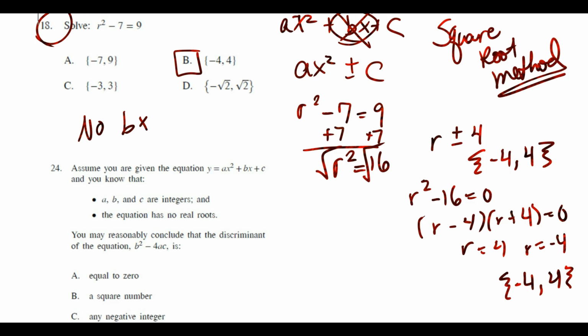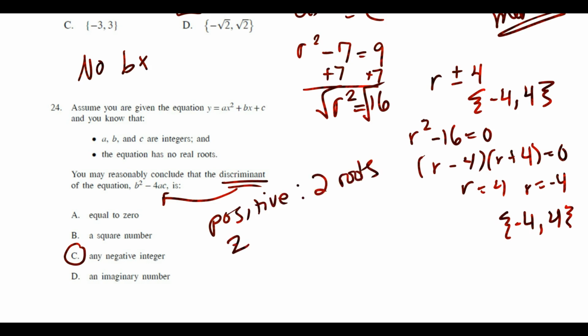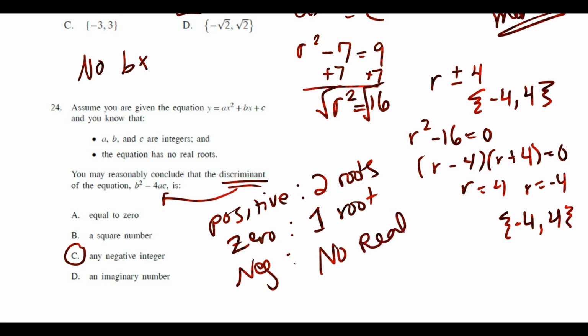All right. So the next problem says assume you are given the equation y equals ax squared plus bx plus c, where a, b, c are integers, and the equation has no real roots. You may reasonably conclude that the discriminant of the equation, b squared minus 4ac, is a negative integer, because if the discriminant is positive, we have 2 roots. If it is 0, which means we have a perfect square trinomial, we have 1 root. And if it is negative, we have no real roots. They are imaginary, but they're not real.